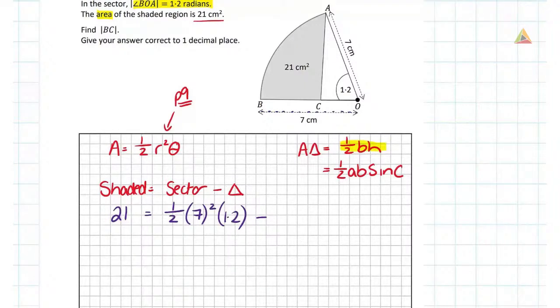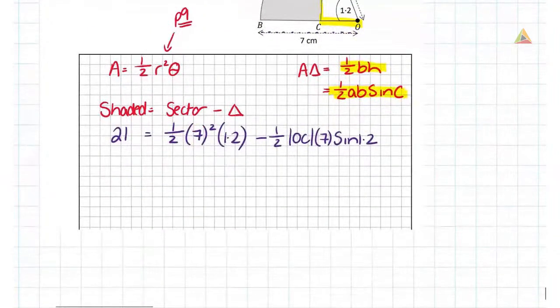If we were to go with the half base by the height, I actually don't know the base or the height, so that's no use to me. So I'm going to use the trig formula instead. That's going to be a half the product of any two sides. So we'll take the side OC, and we'll take the side OA, which is 7, times the sine of the angle in between, and that's in radians.